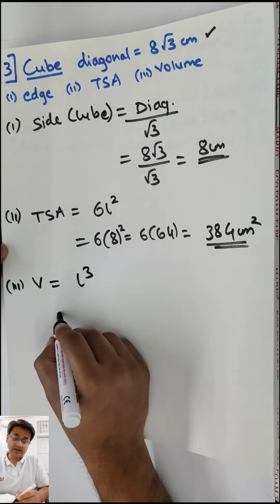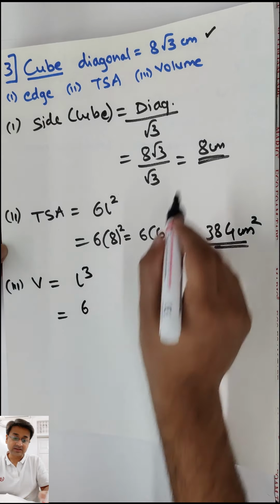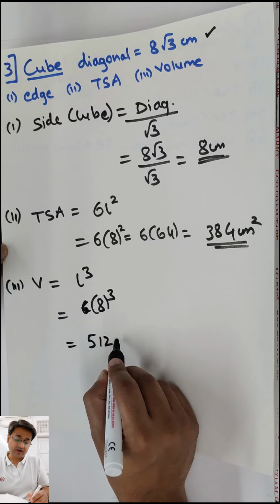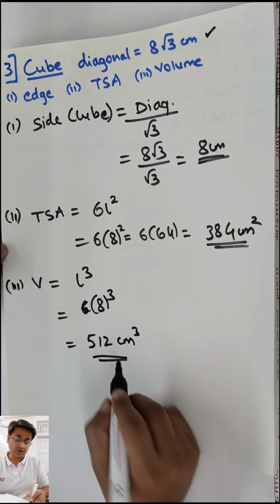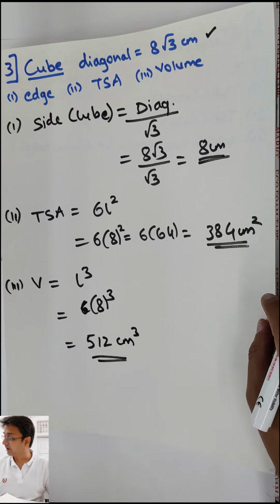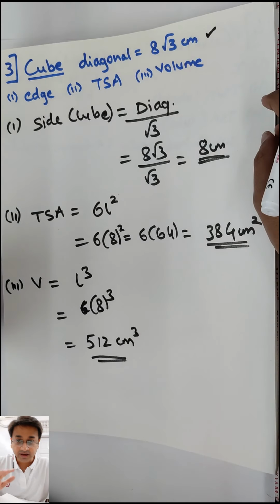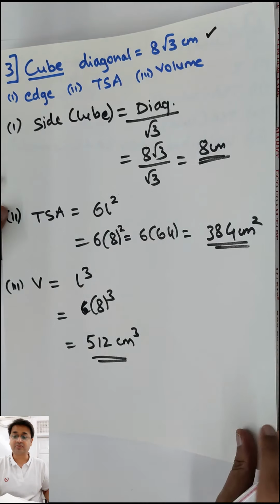And then the last part is the volume. So volume is L cube. So L is 8, sorry, not 6. So 8 cube. So 8 cube will be 512 centimeter cube. So we've got all the 3 parts. Let us just check: 384, 512. Absolutely correct. Are you getting it? Easy? Okay. Let's move on to the next one.